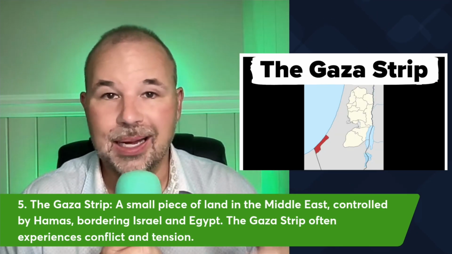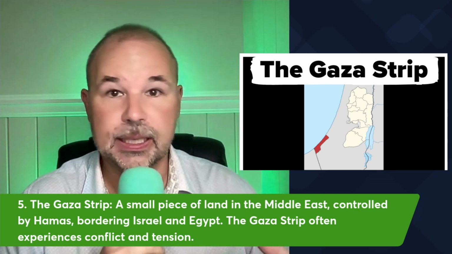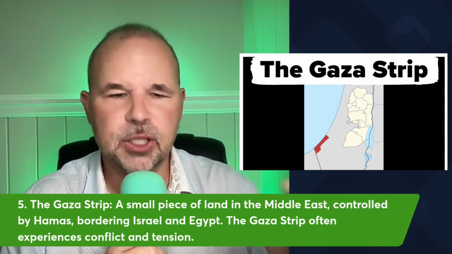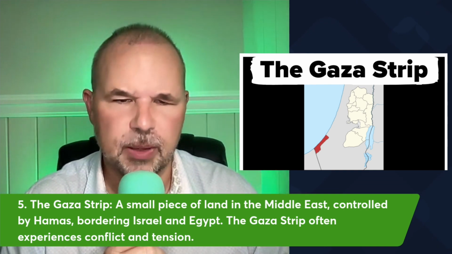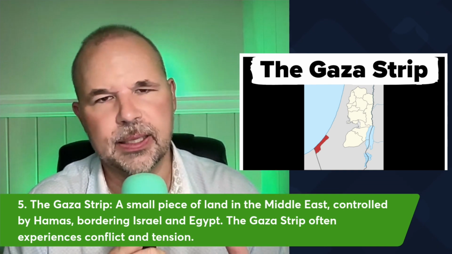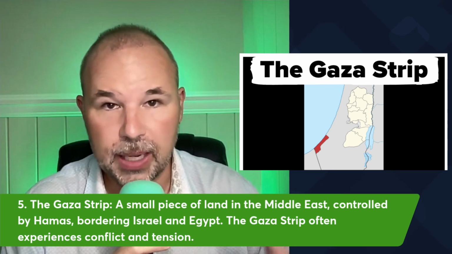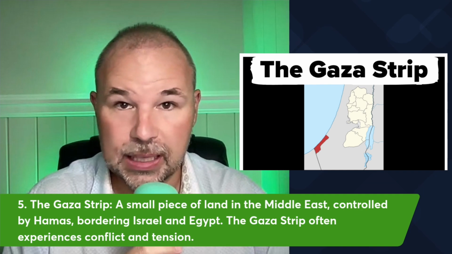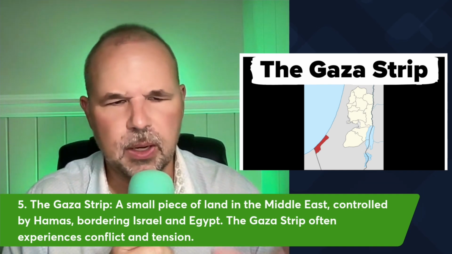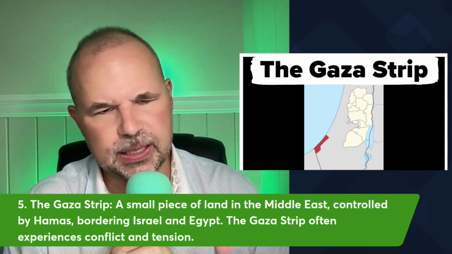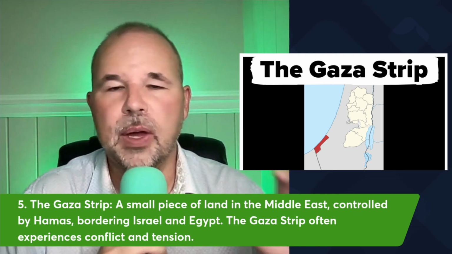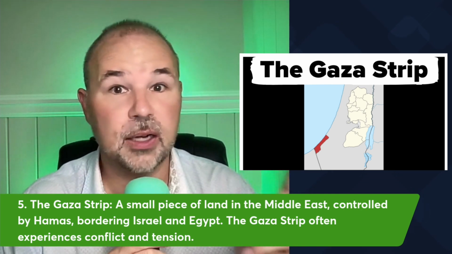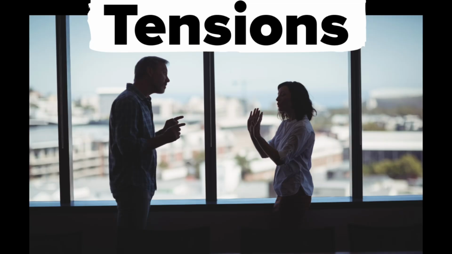We've been talking a lot about the Gaza Strip, at least that's what we call the area in English. Just in case you don't know, the Gaza Strip is a small piece of land in the Middle East controlled by Hamas. It's like right next to Israel, bordering Israel and Egypt. The Gaza Strip often experiences conflict and tension. If you have seen some of my other English lessons using the news, we've talked about both conflict and tension.